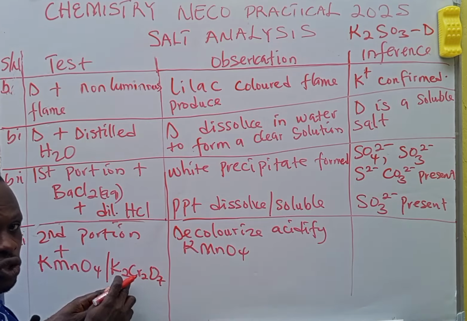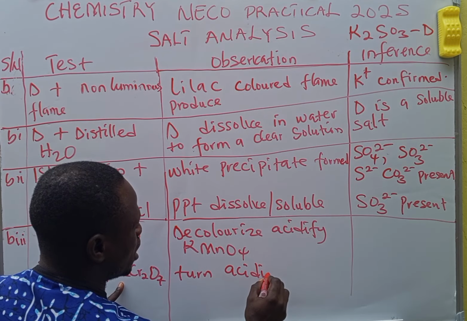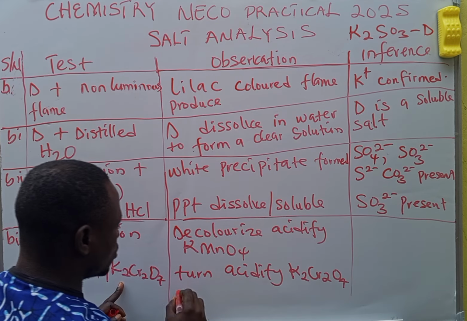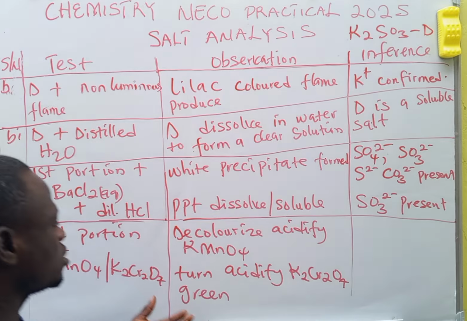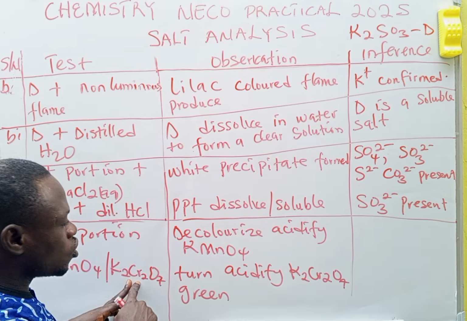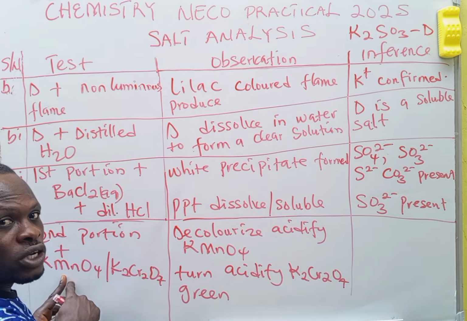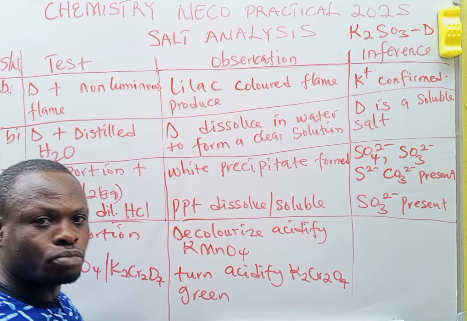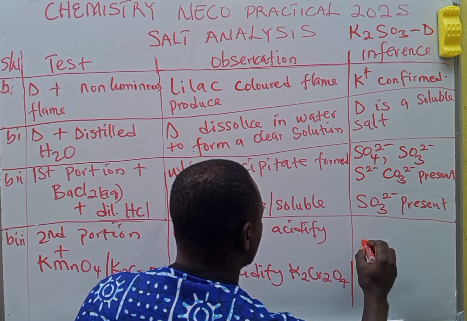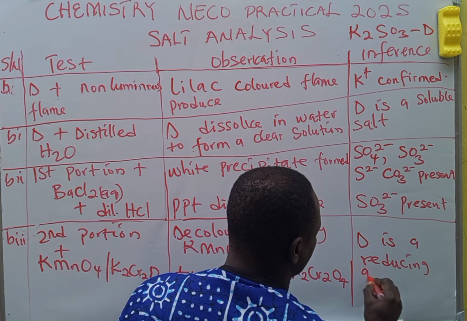Then if you are asked to test with this one, you say it turns acidified K2Cr2O7 green. Because of the oxidizing property, it will turn the orange color to green. Potassium permanganate is purple in color, so it will decolorize that purple. We have done oxidation and reduction in our videos. So D is a reducing agent.